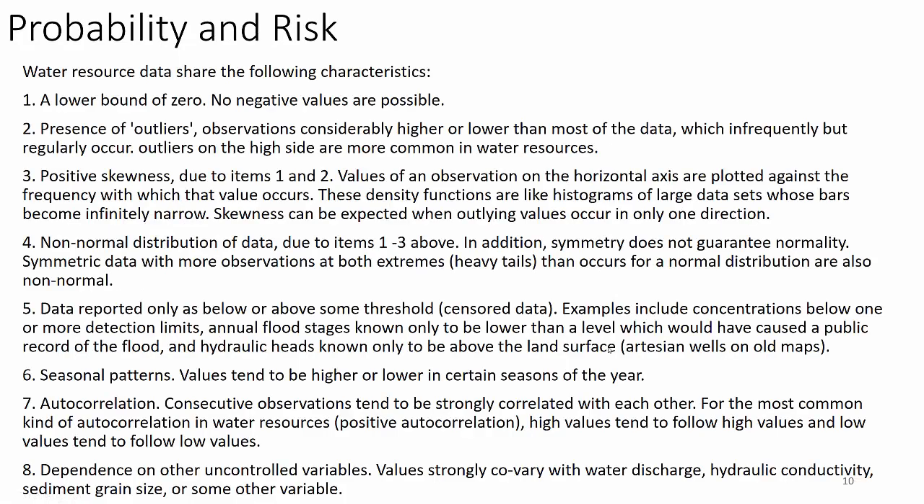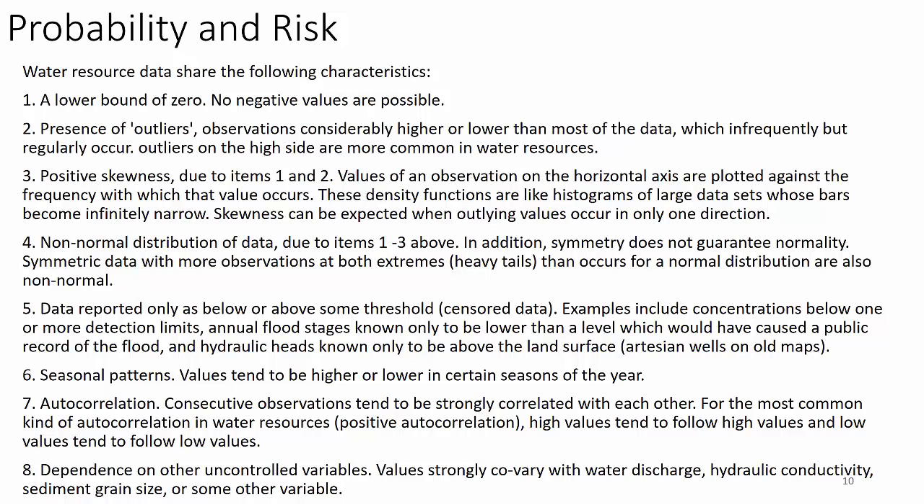Water resource data share the following characteristics. Lower bound of 0, no negative values. The presence of outliers, things happen that are extreme. Observations considerably higher or lower than most of the data, which infrequently but regularly occur. Outliers on the high side are more common in water resources. Positive skewness due to items 1 and 2. Values of an observation on the horizontal axis are plotted against the frequency with which that value occurs. The density functions are like histograms of large data sets whose bars become infinitely narrow, giving you a continuous line.